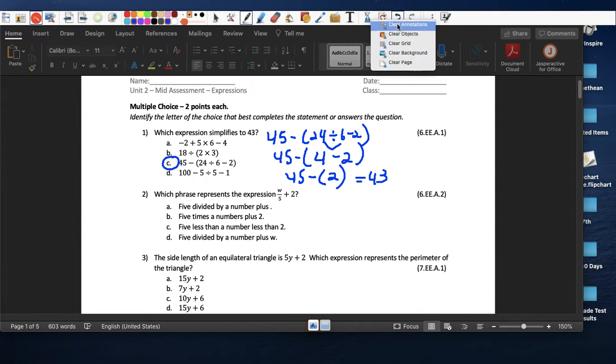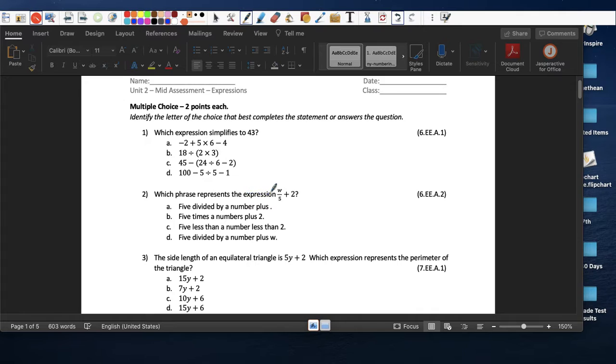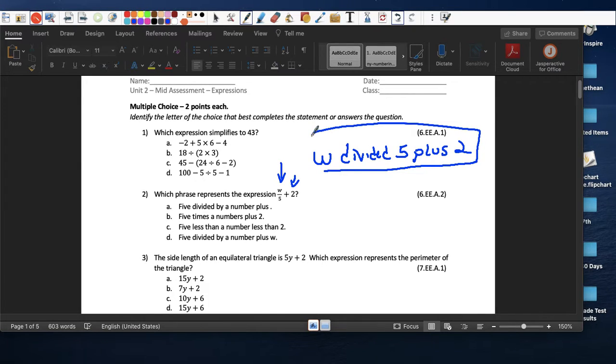2, which phrase represents the expression. So what's happening here? Let's look at this first one. So that we can write W. What's happening between W and 5? So W divided by 5, and then what? And then plus 2. Do we have anything that looks like this? 5 divided by a number? No. 5 times a number? No. 5 less than a number? No. 5 divided by a number. Here we go. Well, actually, 5 divided by a number, plus 2. This one should be A because that's say plus 2.